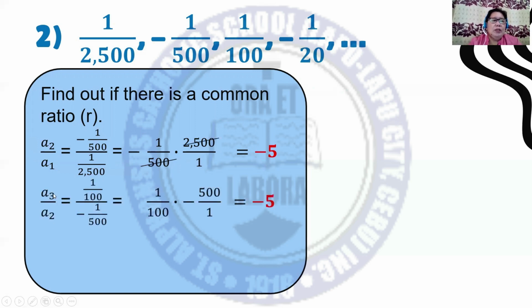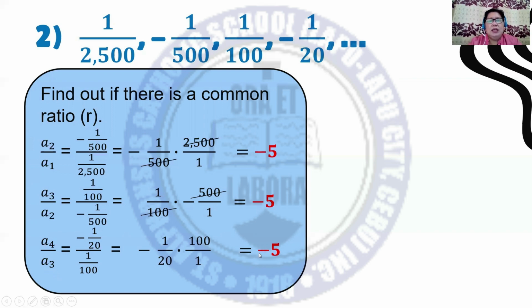Next. For the third term over the second term, it will still give you negative 5. Cancel 100, so it will give you negative 5. Fourth term over the third term, it will still give you negative 5. 100 divided by 20 is 5 with a negative, so negative 5. Or if you cancel 20, still it will give you negative 5.